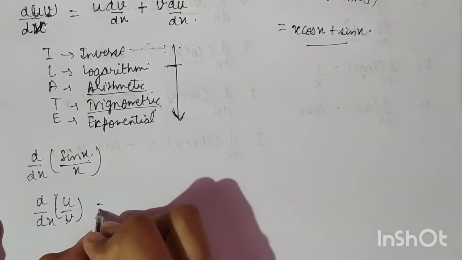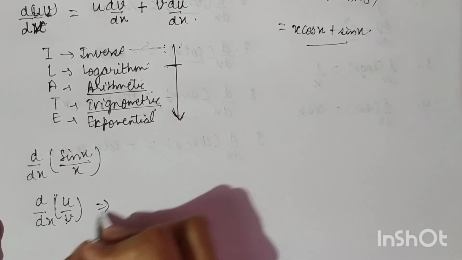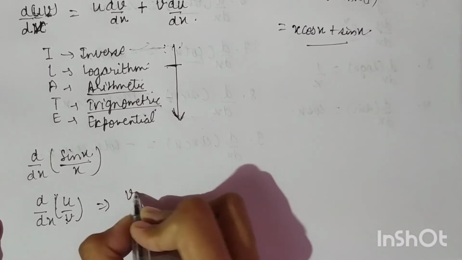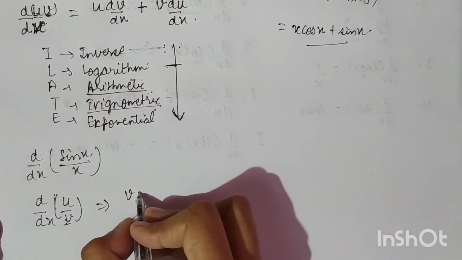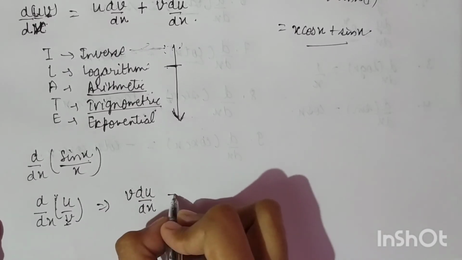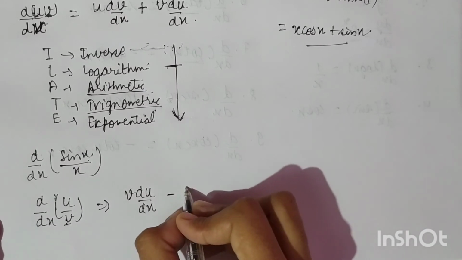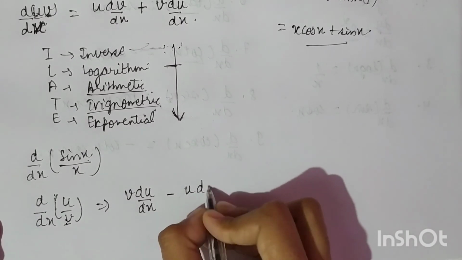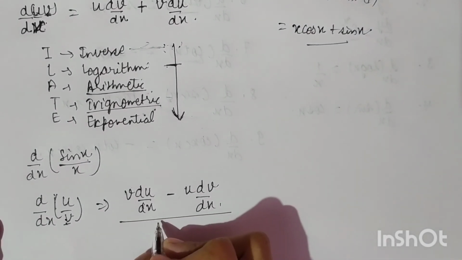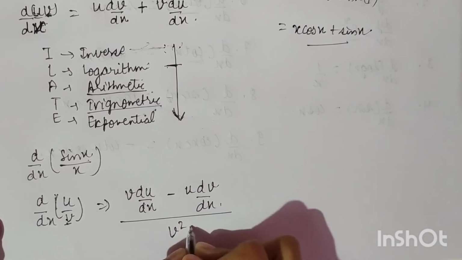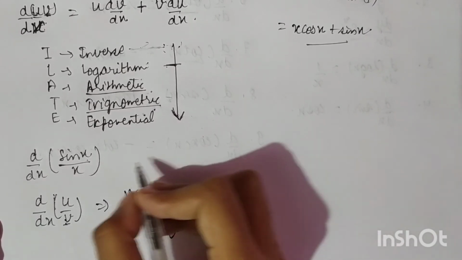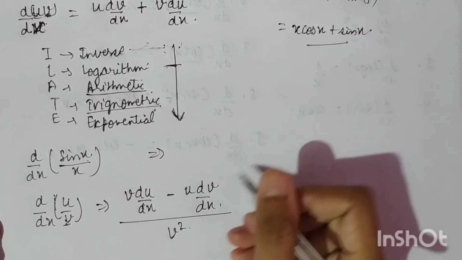Okay, so for this we have the formula. We want to find d by dx of u by v. The formula for this type of function is: we consider the v function outside and differentiate the upper function. Now we have a negative sign in between, and we put the first function outside and differentiate the second function, and in the denominator of this whole expression we have the square of the denominator.